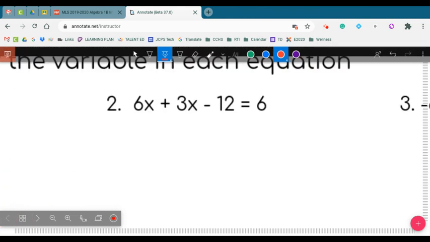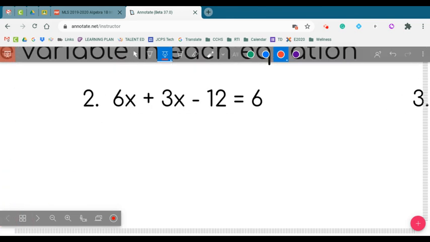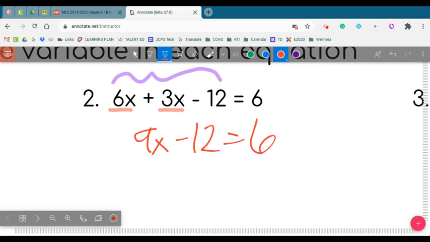Okay, let's go on to the next one. There's no parentheses to distribute, so then we have to think, are there terms that I can combine on this side? There's a 6x and a 3x, so we can combine those. We cannot combine the negative 12 with anything, so we're just going to leave it by itself. We're going to add 6x and 3x together because they're the same sign, so we're going to get 9x minus 12 equals 6.